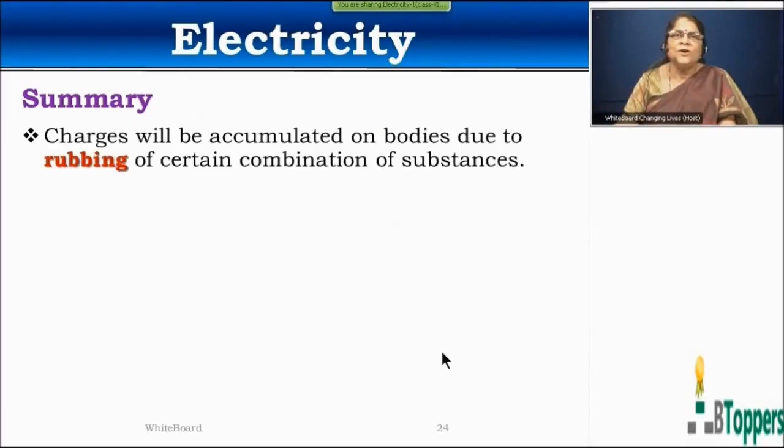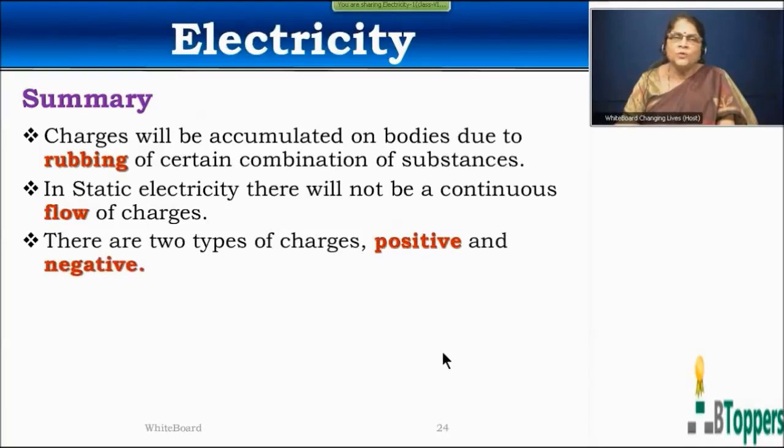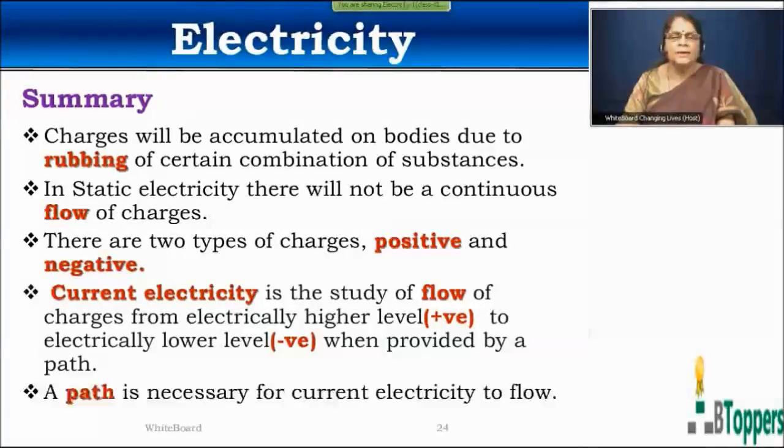And then we also learned that charges will be accumulated on bodies due to rubbing of certain combinations of substances. So certain substances, when they are rubbed against each other, will be charged. In static electricity, there will not be a continuous flow of charges. And there are two types of charges, positive charges and negative charges. Current electricity is a study of flow of charges from an electrically higher level, that is positive, to an electrically lower level, that is negative, when provided with a path. And a path is necessary for current electricity to flow.